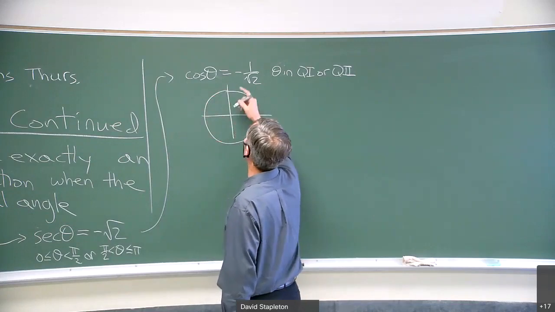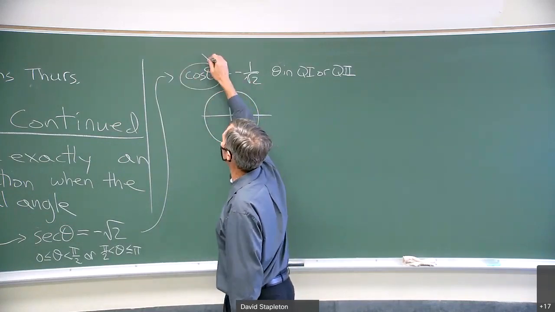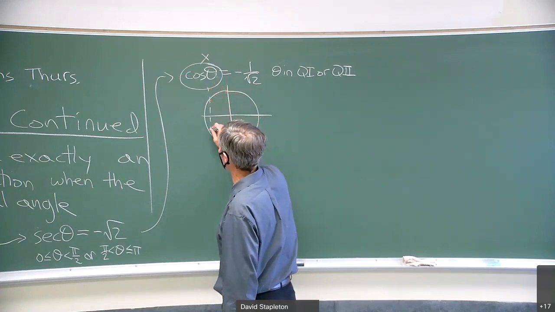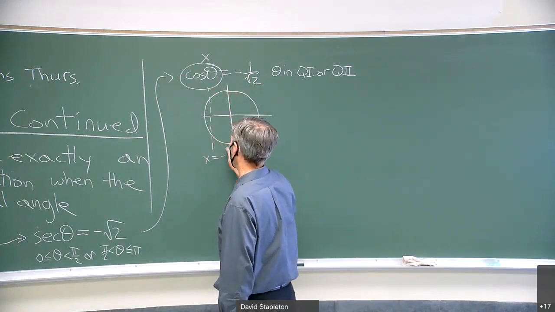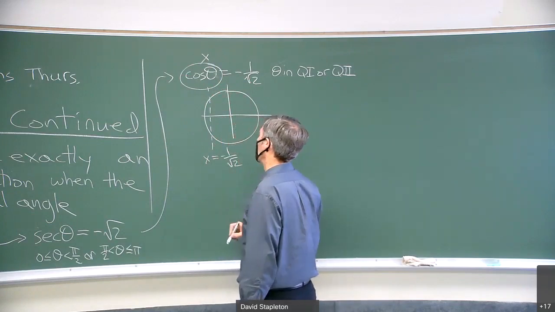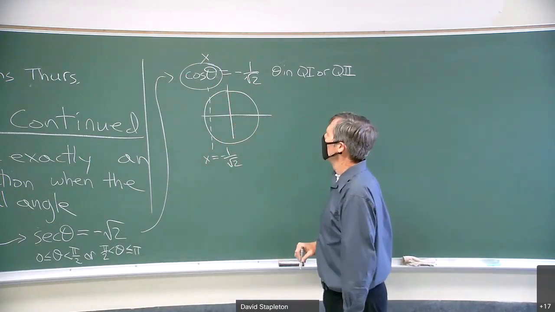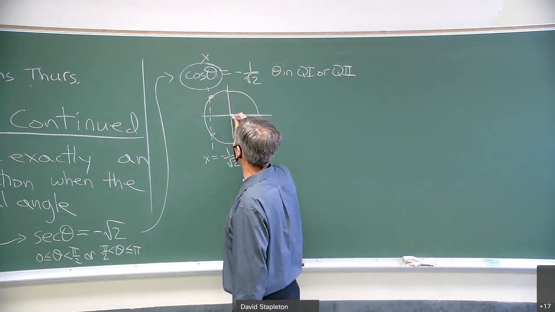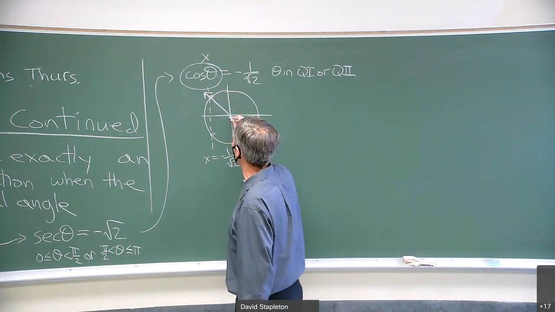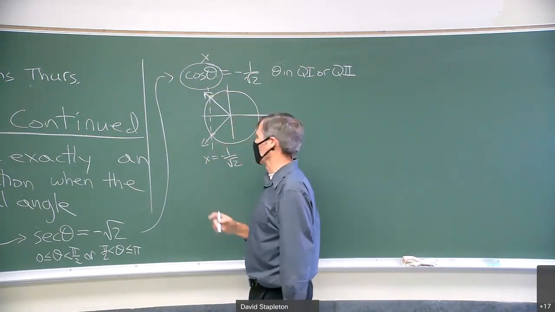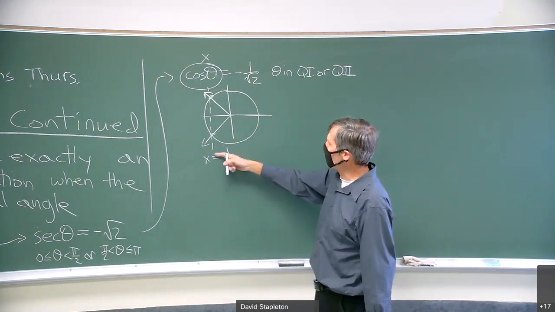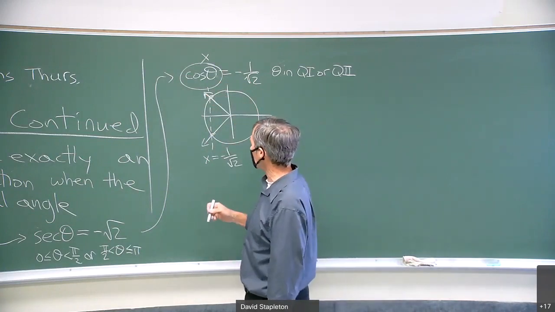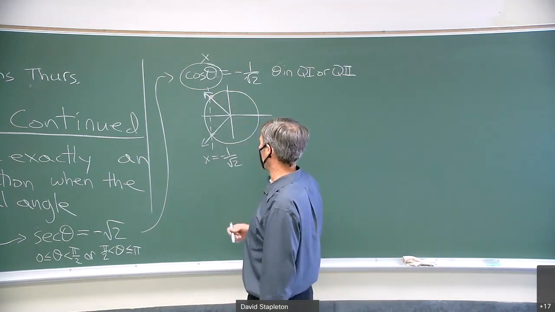So here's cosine, and I want cosine to be the x coordinate. So I want x equal minus 1 over square root 2, that's about here. And that means there's two terminal rays, one right here and one right here. There's only two terminal rays that can give you the x coordinate equal minus 1 over square root 2. These are all the points in the plane where the x coordinate is minus 1 over square root 2. That's the unit circle like that.